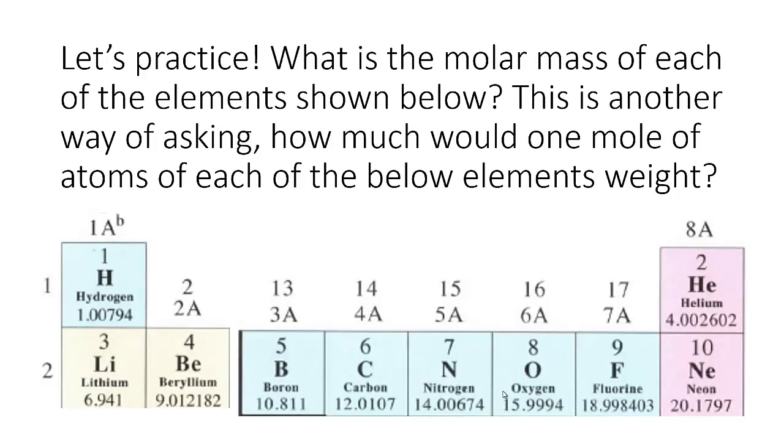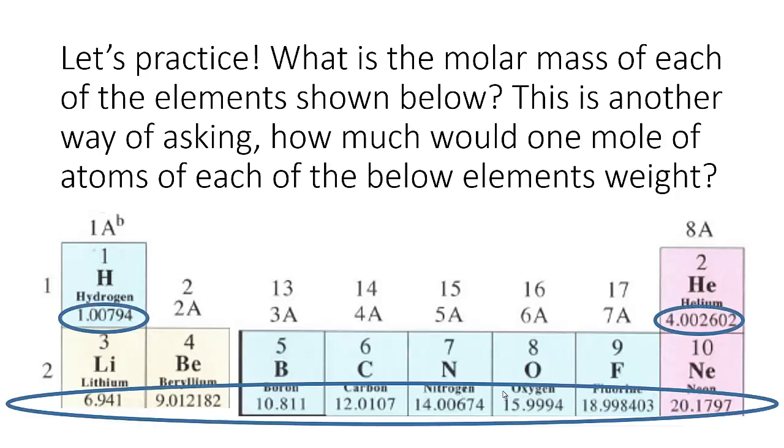Alright, so let's practice. If I were to simply ask you, what is the molar mass of each of the elements shown below? Another way of saying this would be, how much would 1 mole of each of the below elements weigh? And you would just simply look at their masses. Those are the average atomic masses. So if I have 1 mole of carbon, it's going to weigh approximately 12 grams. 1 mole of neon is approximately 20 grams.